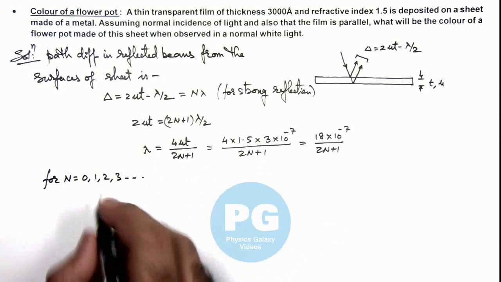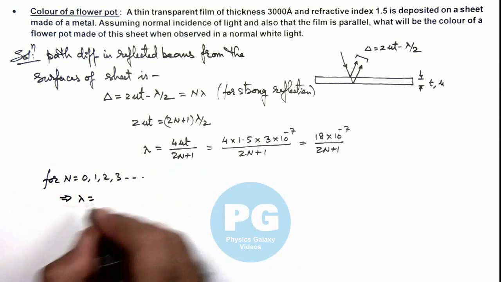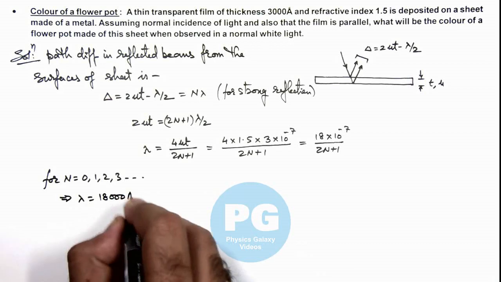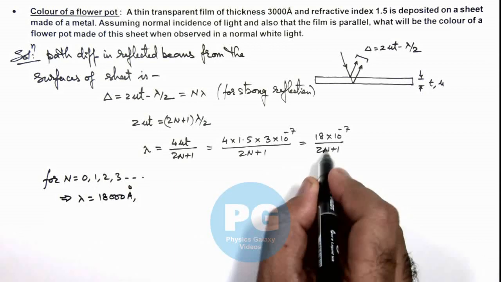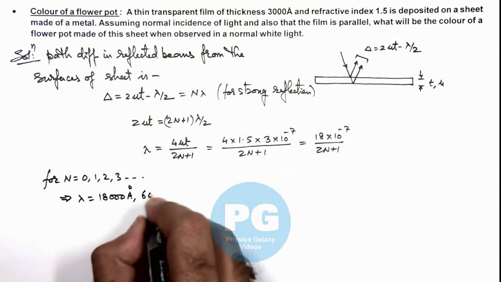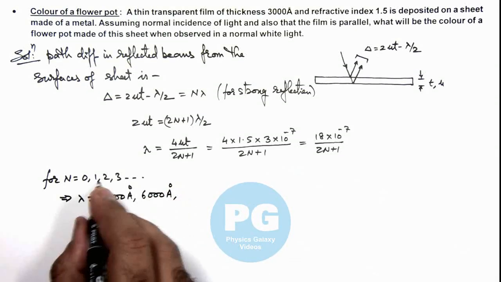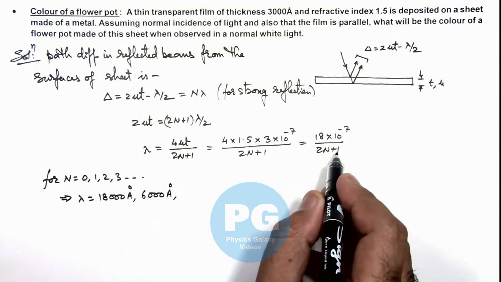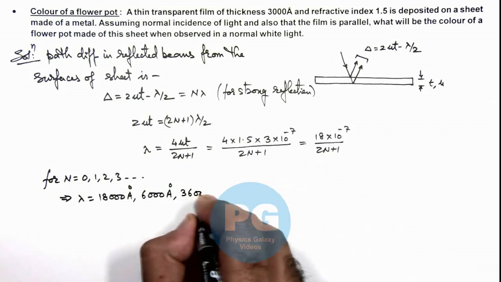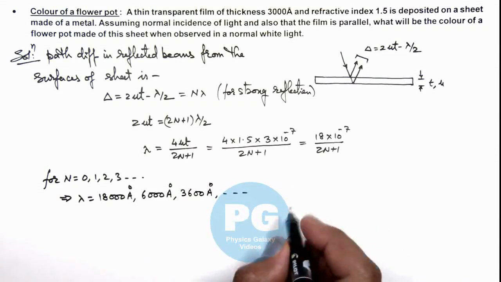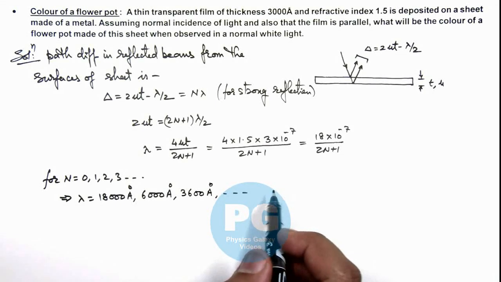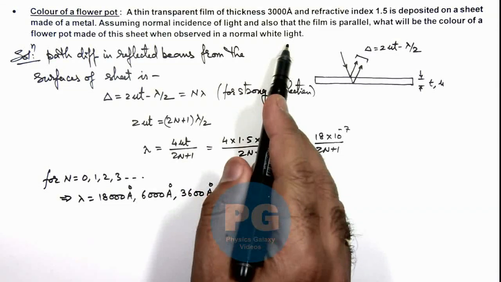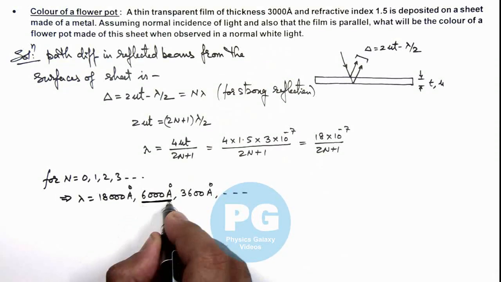If we calculate the value of lambda, then you can see for n equals 0, the value of lambda is 18,000 angstrom. For n equals 1, it is 18 by 3, which is 6,000 angstrom. And then for n equals 2, it is 18 divided by 5, so this will be 3600 angstrom and so on. We are not interested in other values because we are going to analyze the particular wavelength which lies in the white light range. So here there is only one wavelength, which is 6000 angstrom.